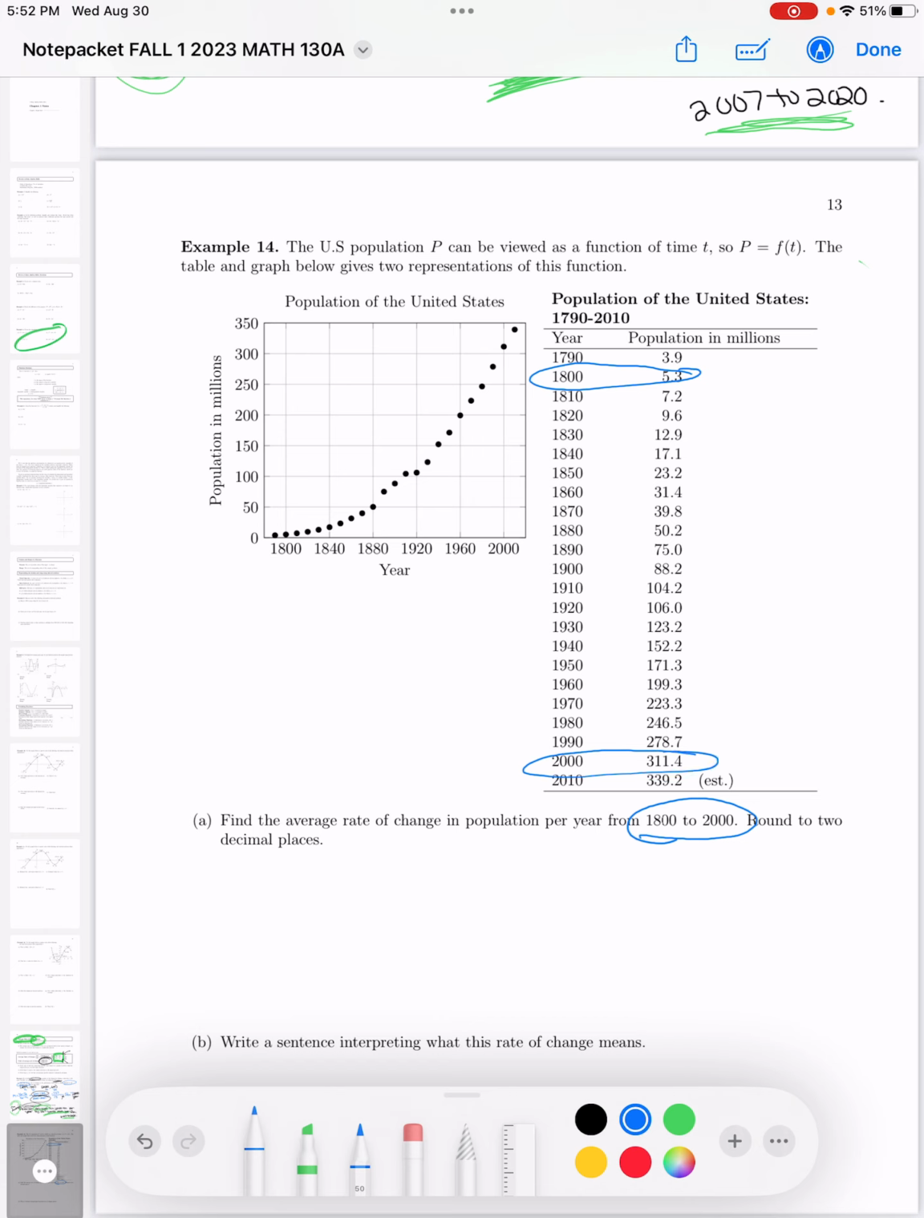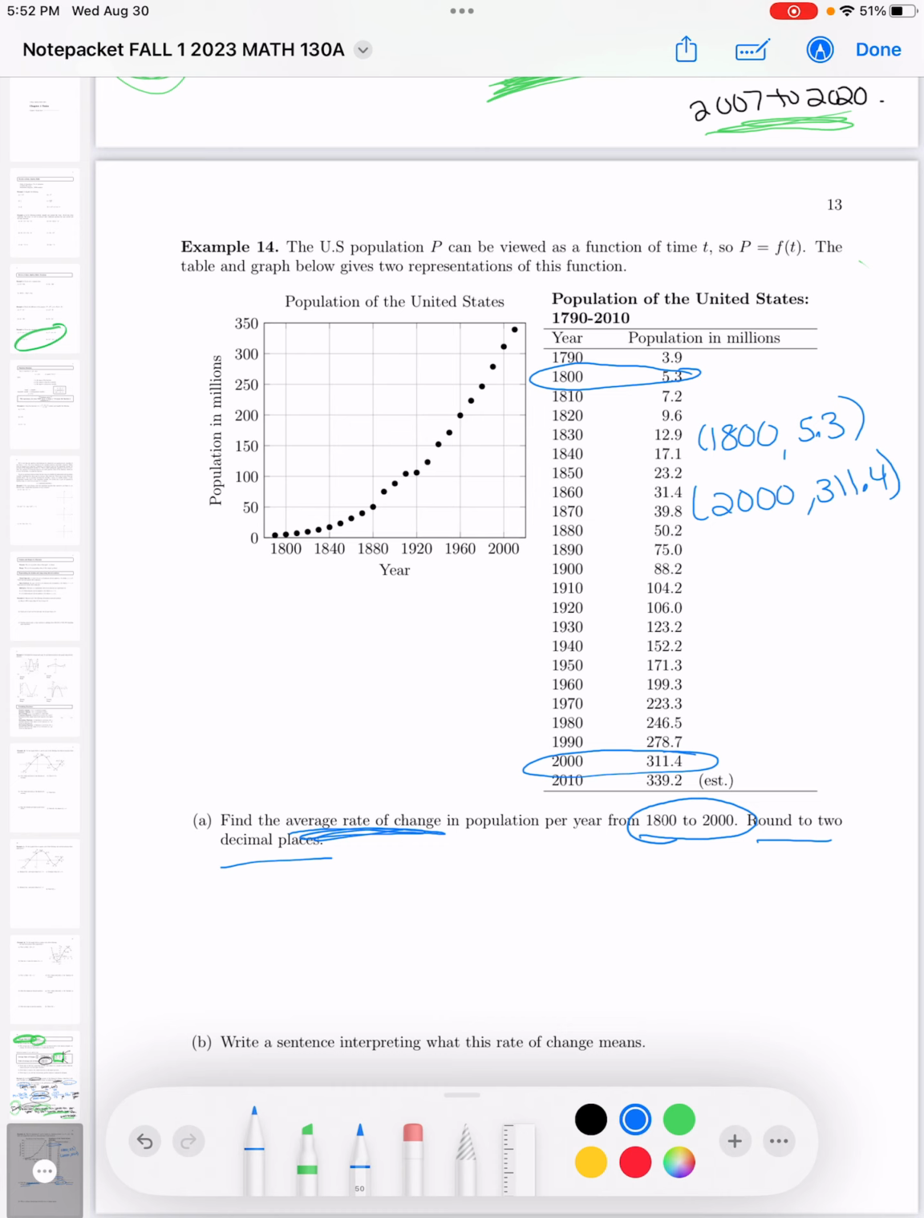So I'm just going to write these as an ordered pair again, just like I did on the last one. Some people don't need this step. If you don't need it, that's fine. Years are going to be our X value every single time. We're asked to find the average rate of change. We're going to round to two decimal places, and please put your units.